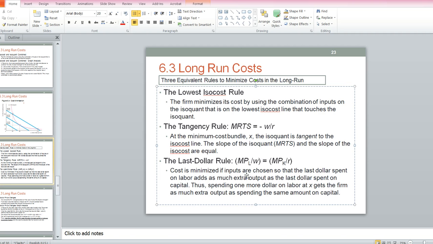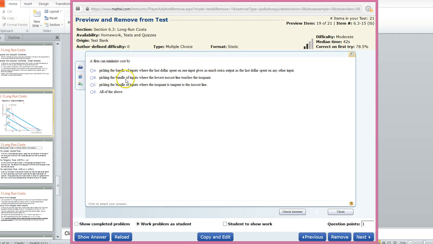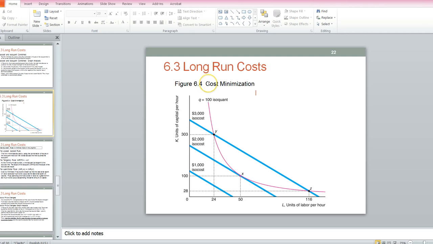So that's correct. And B, picking the bundle of inputs where the lowest isocost line touches the isoquant. This is also correct. If you look at this graph, this is the isoquant with Q equals 100 output, and if we want to choose the amount of inputs that minimize the cost, we can see graphically how we can do that. Suppose we start from the 3000 isocost line. Since it crosses this isoquant line, we are not minimizing the cost.